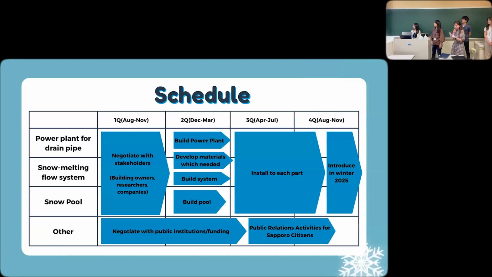And about schedule, the project schedule will roughly follow the order of negotiation with stakeholders, equipment development, and installation. For the rest of the schedule, we will give priority to negotiations, and when the equipment development has progressed, we will engage in public relations activities for Sapporo citizens and others. We plan to start the project in August of this year and introduce the facilities to the city of Sapporo next winter.